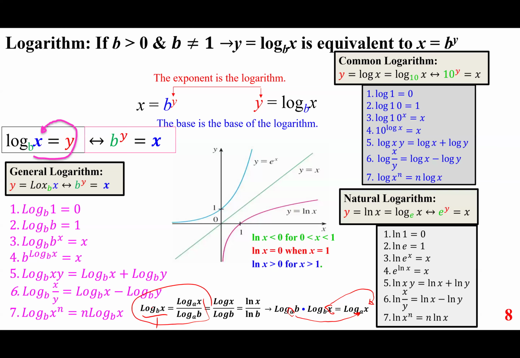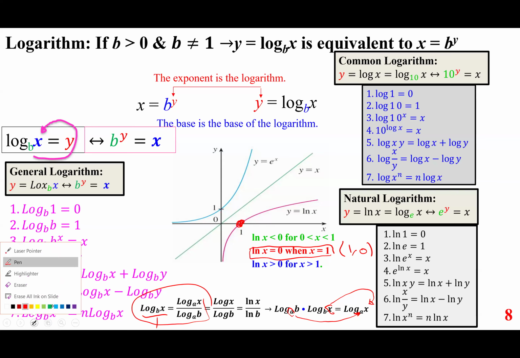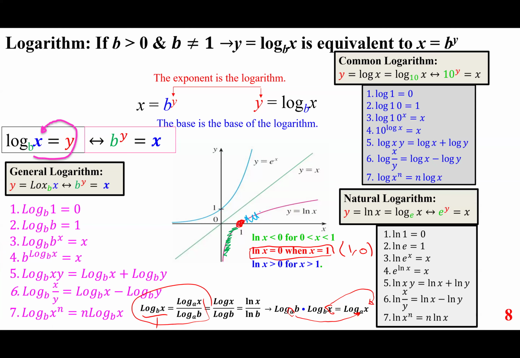Also, this information, what are we getting here? And I'm going to start with the red one. Red one means this. X-intercept is at 1, 0. Green one says if x is between 0 and 1, natural log must be negative. Blue one says if x is larger than 1, ln x must be positive.